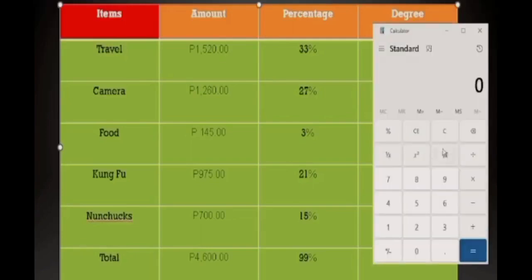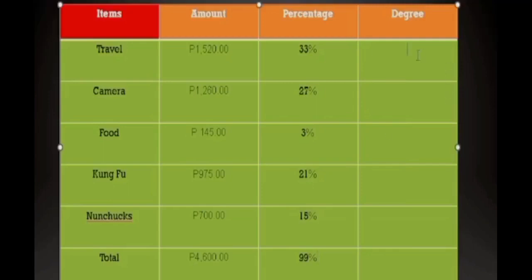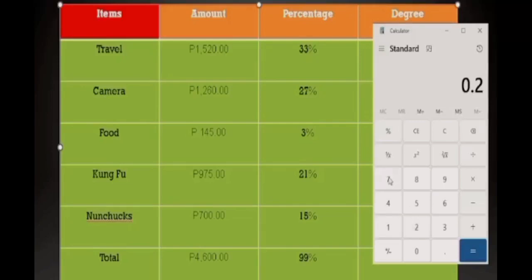The percentage of the travel is 33% times 360, which is 118.8, and we will just round off. The answer is 119. Next is camera. The percentage of the camera is 27%, times 360, which is 97.2 or 97.